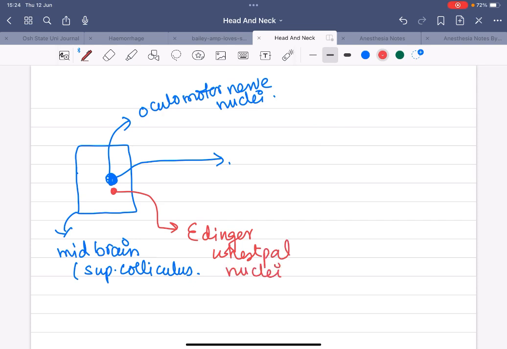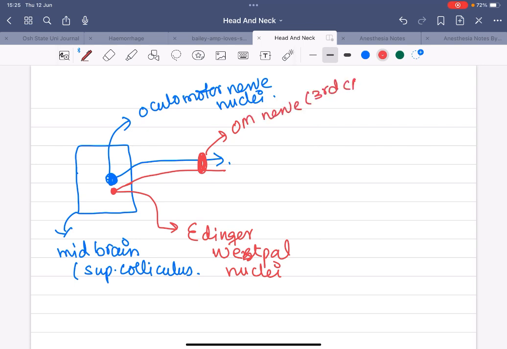Sorry, one second. So this is your Edinger-Westphal nuclei. So these are the fibers of the Edinger-Westphal nuclei. Held together, this is your oculomotor nerve. Oculomotor nerve, that is your third cranial nerve.